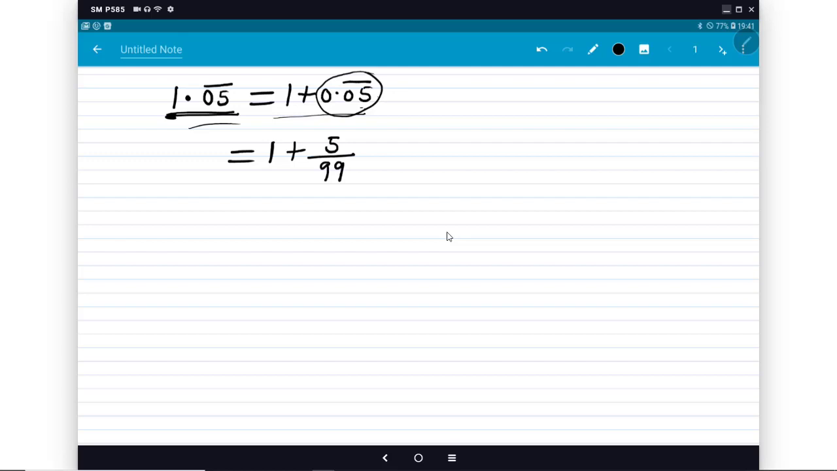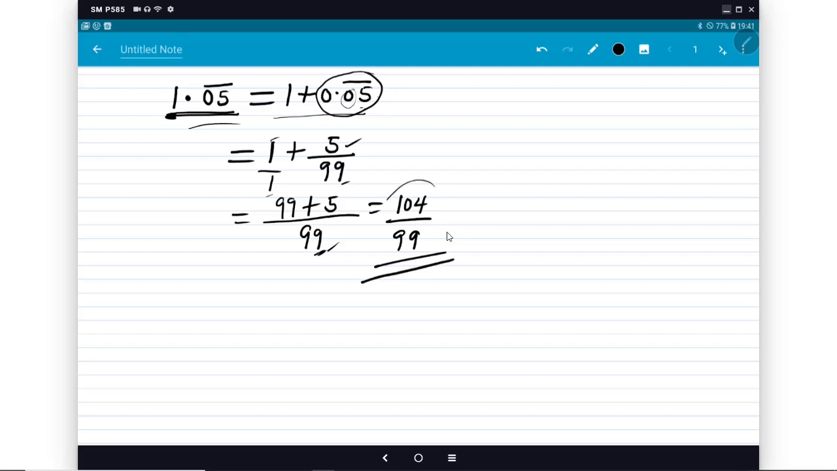Now, there is no 0 after the point that is not repeating, so you can't transfer any 0 here. Don't forget, this 0 is also repeating. So we just have 2 nines, that's 99. So 1 times 99 gives us 99, plus 1 times 5, we have 5. And this gives us 104 over 99. If you press the calculator, this fraction gives you this decimal. So that is how we can easily convert our repeating or recurring decimals to fractions. Okay.